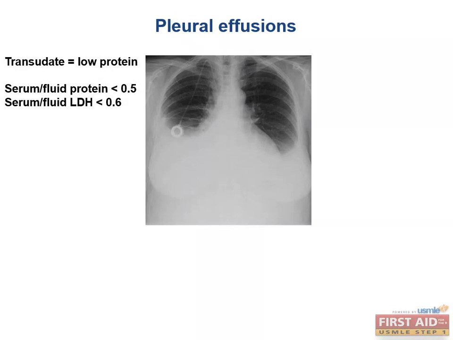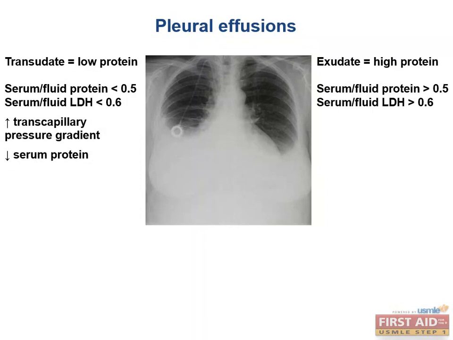Transudates have a low protein content, or a serum to fluid protein ratio of less than 0.5, and a serum to fluid LDH ratio of less than 0.6 when you examine the pleural fluid. What's the physiologic mechanism for transudative pleural effusions? They happen when either the transcapillary pressure gradient is increased or the serum protein content, and thus the oncotic pressure, is decreased, such as in congestive heart failure, nephrotic syndrome, or hepatic cirrhosis.